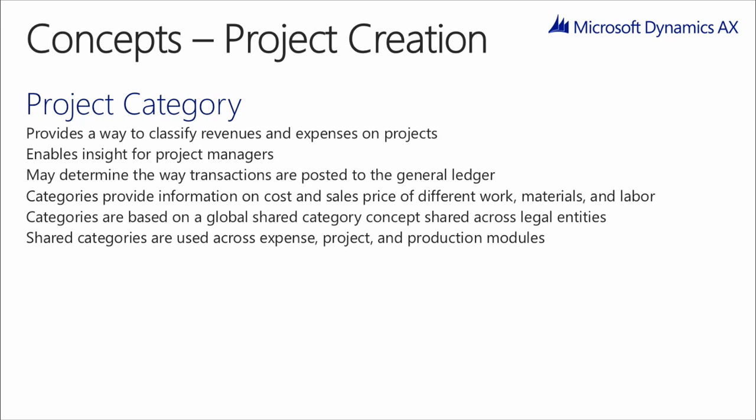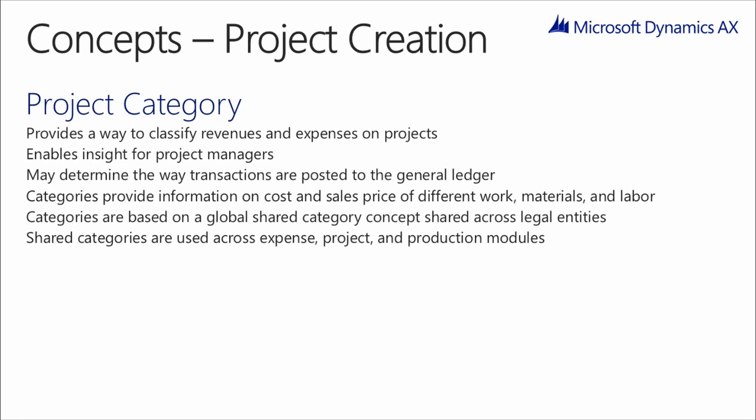This provides the project manager insight as to where the efforts and materials and expenses are being expended on the project. For instance, you might have project management versus development versus testing as various project categories under labor for a software development company. The project category can also impact how transactions are posted to the general ledger. Categories also form the basis of what the cost price and the sales price is for different work, materials, or labor in the system. These categories are based on a global shared category concept that works across legal entities.